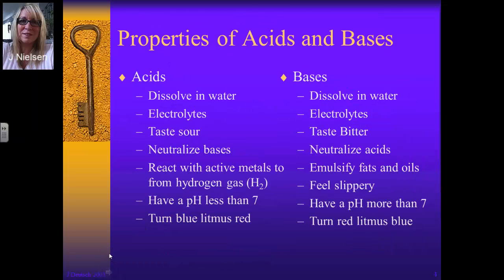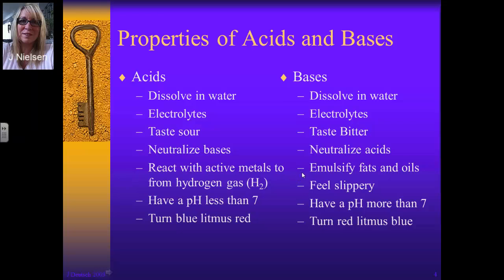Properties of acids and bases. Well, they both dissolve in water. They are both electrolytes. Acids taste sour, like lemon juice, while bases taste bitter. Acids neutralize bases, and bases neutralize acids. Acids react with active metals to form hydrogen gas.